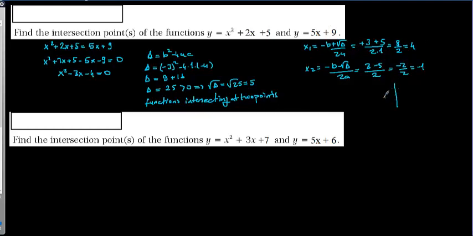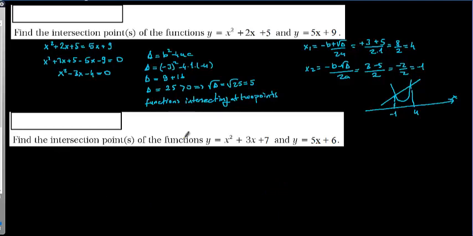So here, if we draw the graph simply like this, on the x-axis, one of the points is going to be minus 1, and the other point on the x-axis is going to be 4. Okay, let's do the second one.